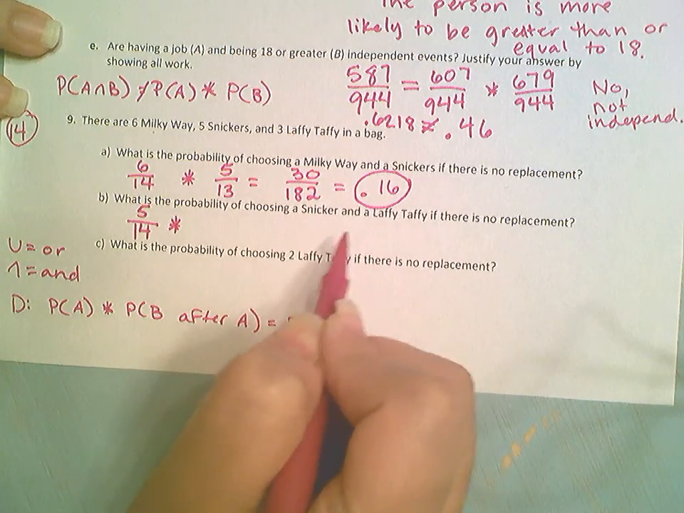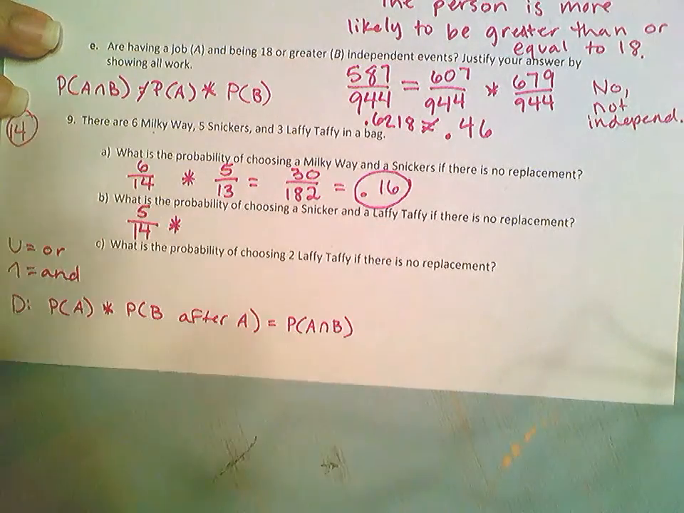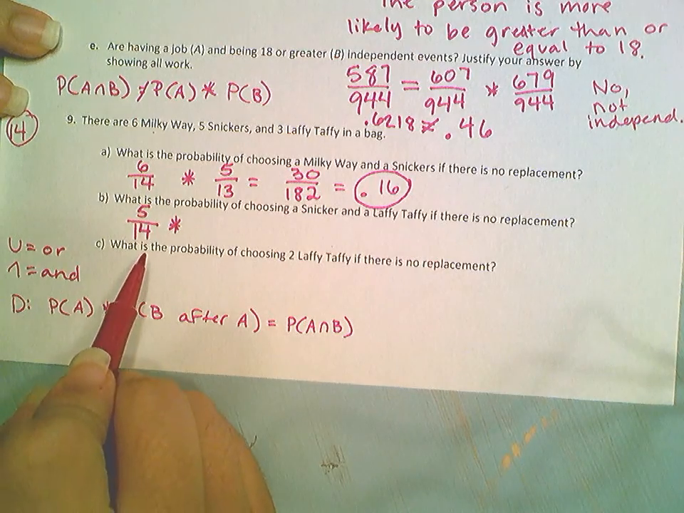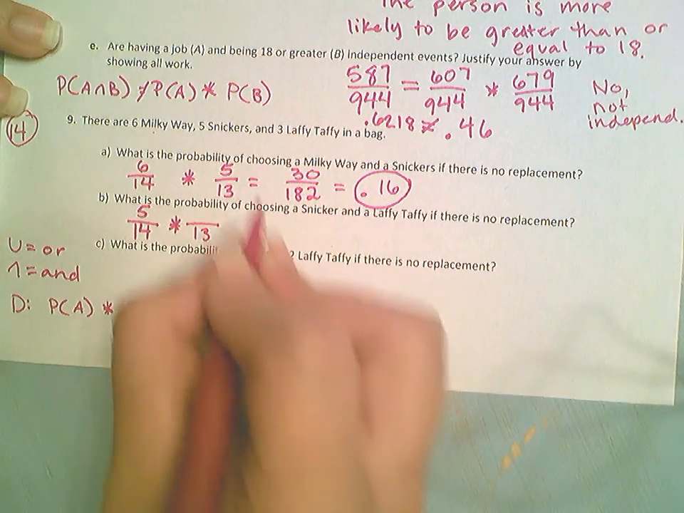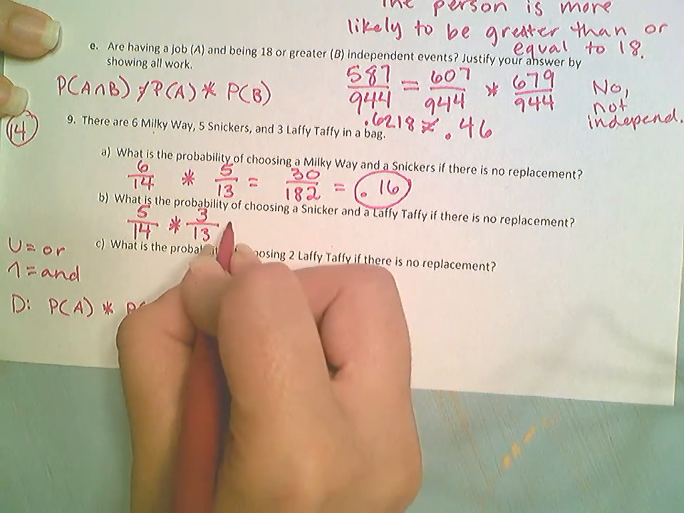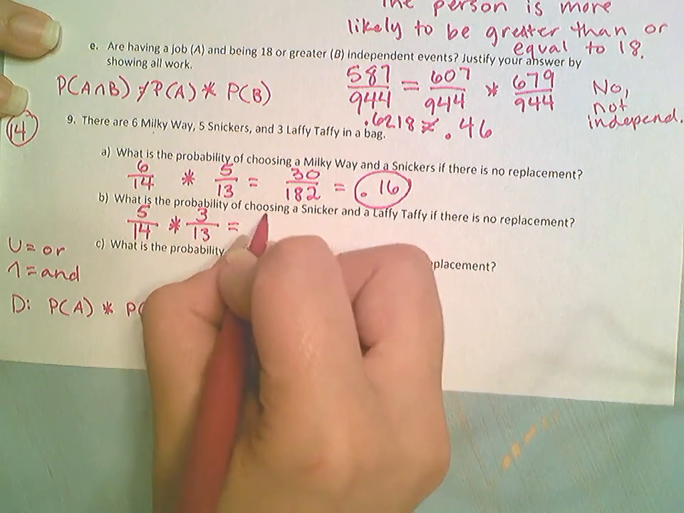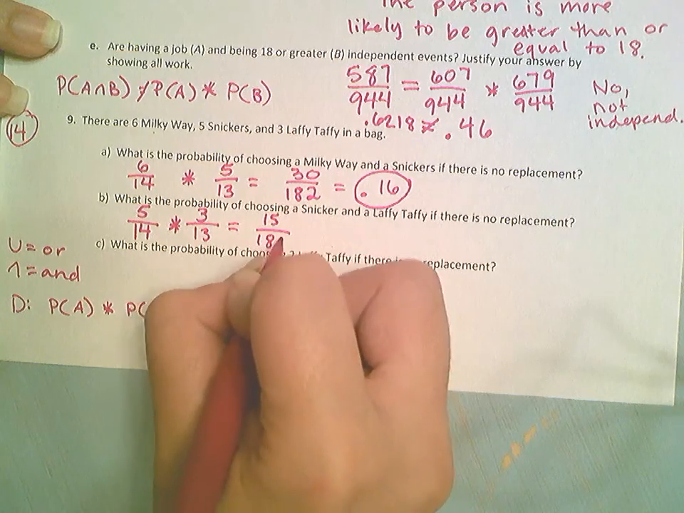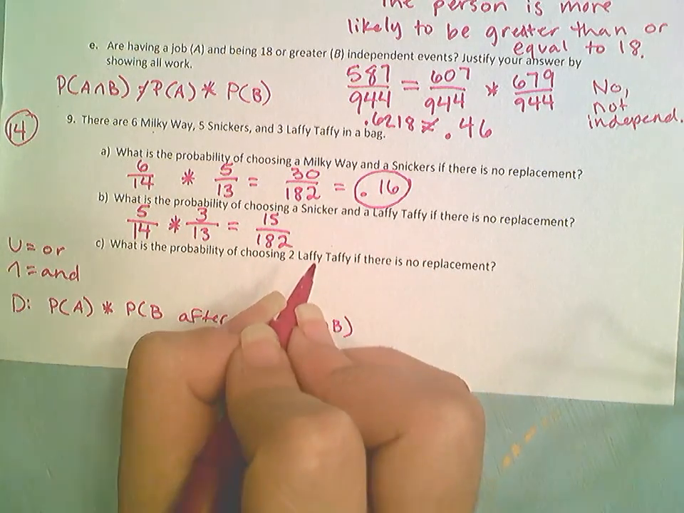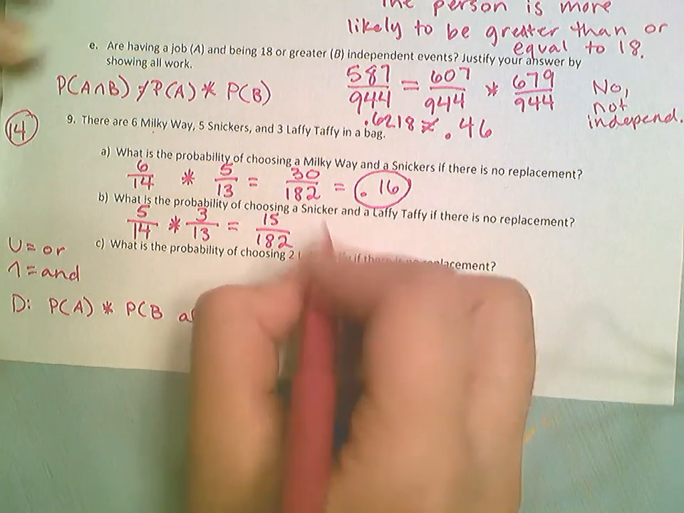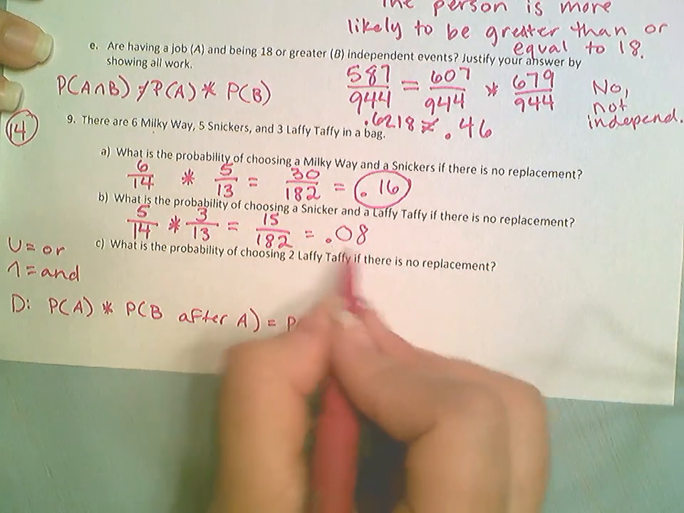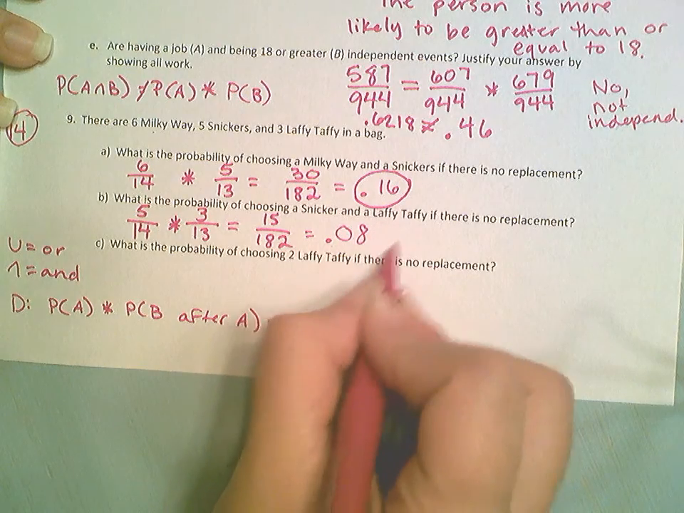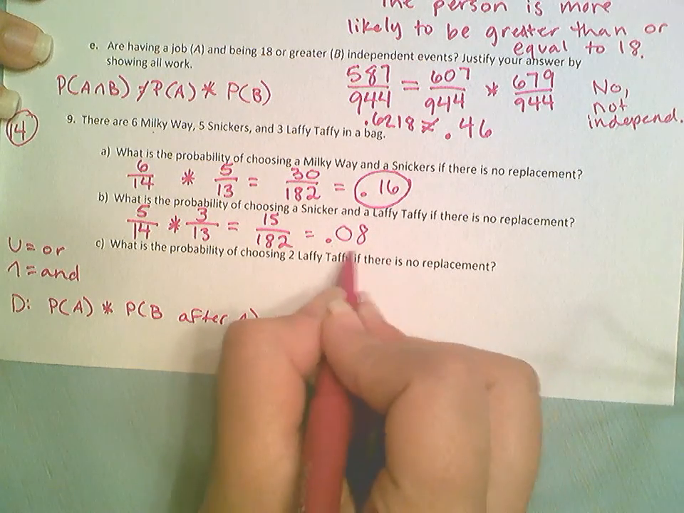If we chose one and we did not replace it, we took one Snickers out, there's no longer 14 candies in the bag. There's only going to be 13. And out of those 13, how many are Laffy Taffies? 3 of them. When we multiply across, we get 15 out of 182, which leaves us with 0.08. It's 0.082, but that 2 is not 5 or greater, so we are going to stay.